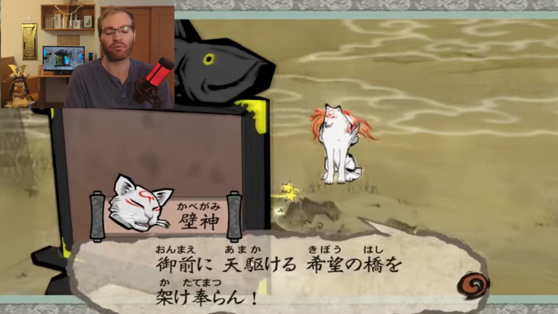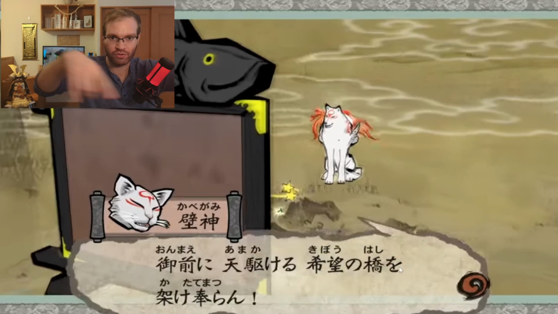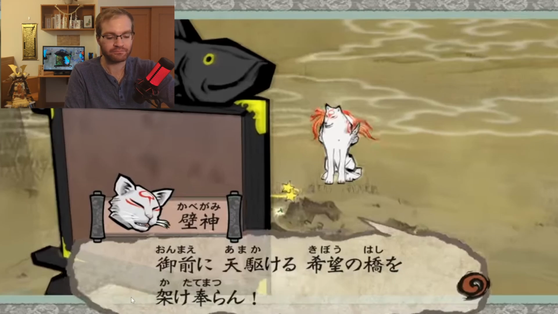So ama kakeru, oh, by the way, ama kakeru, okay, is in the attributive form, and it is attributing the kibo no hashi, the bridge of hope. So the heaven-spanning bridge of hope. So omae ni, heaven-spanning bridge of hope. O, again, that whole thing, heaven-spanning bridge of hope, is the whole noun that we're working with, and that is going to be receiving the action, as we know, by this object particle o, okay?